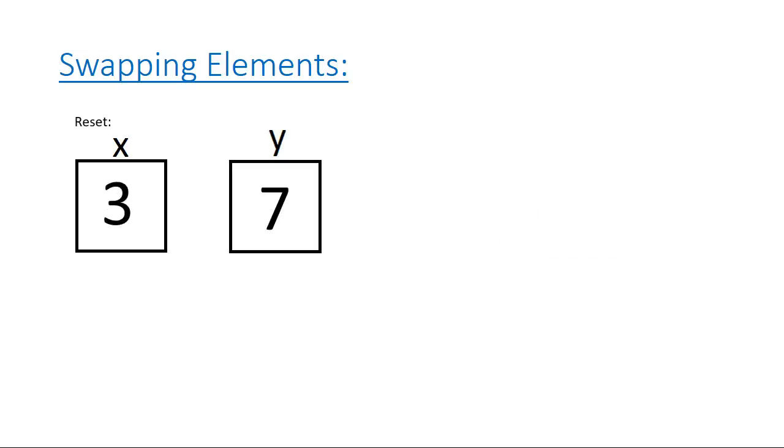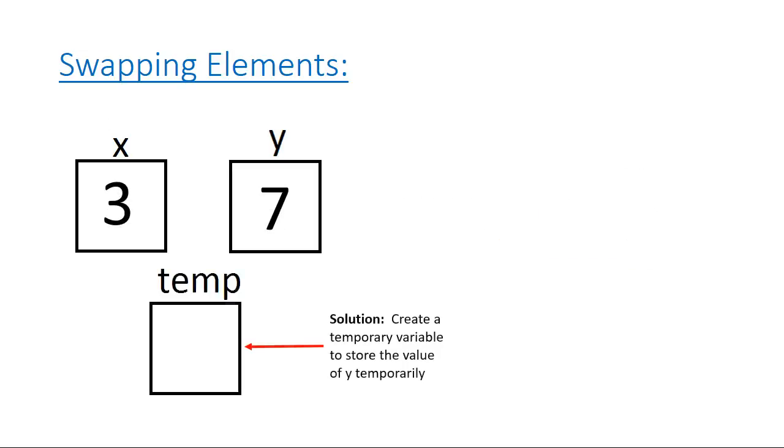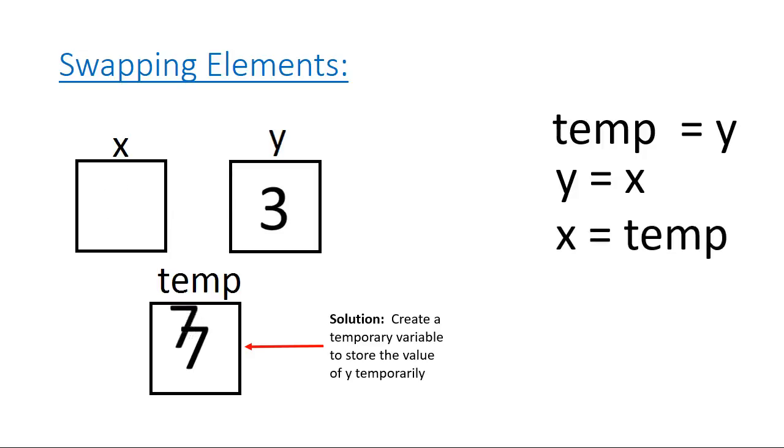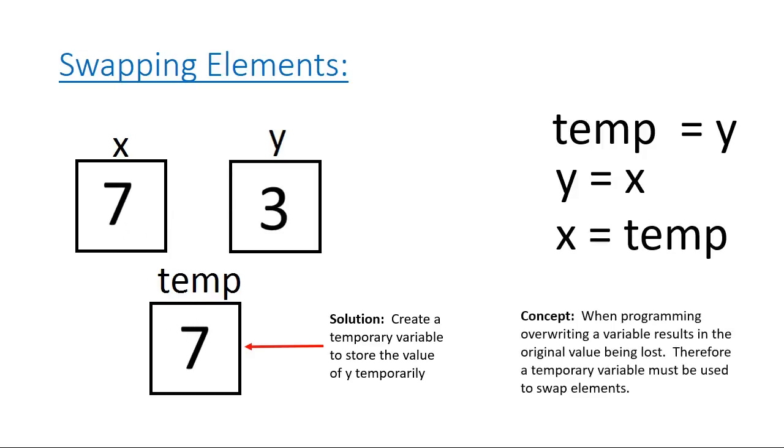So let's reset this and let's look at the solution. What we do is we create a temporary variable. And this temporary variable will temporarily store the value of y so that we can copy it back into x. So what we start with is temp equals y, and so we've taken that value of 7 and we've stored it somewhere else. And now we can say y equals x, which copies that value into y, and then I can say x equals temp.